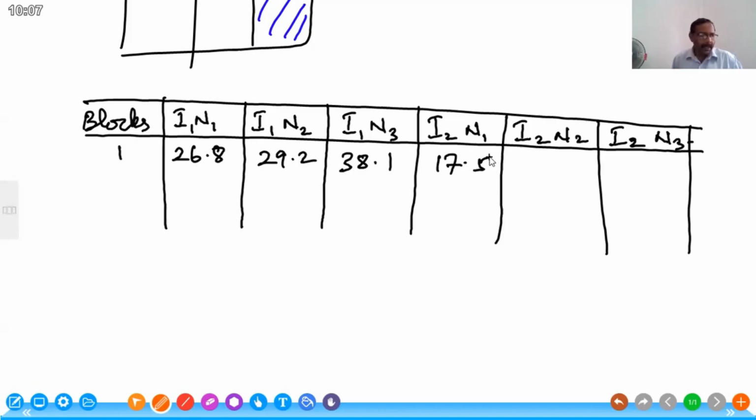The results recorded from the experiments are given below. Write down this table.